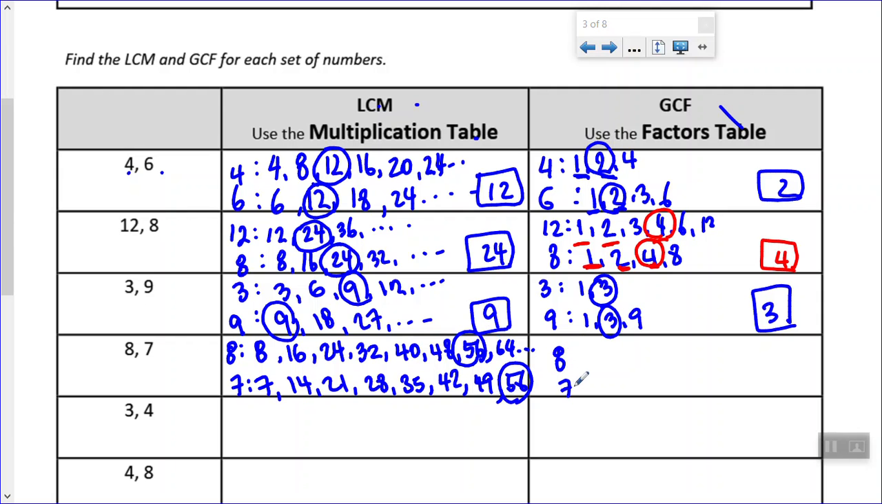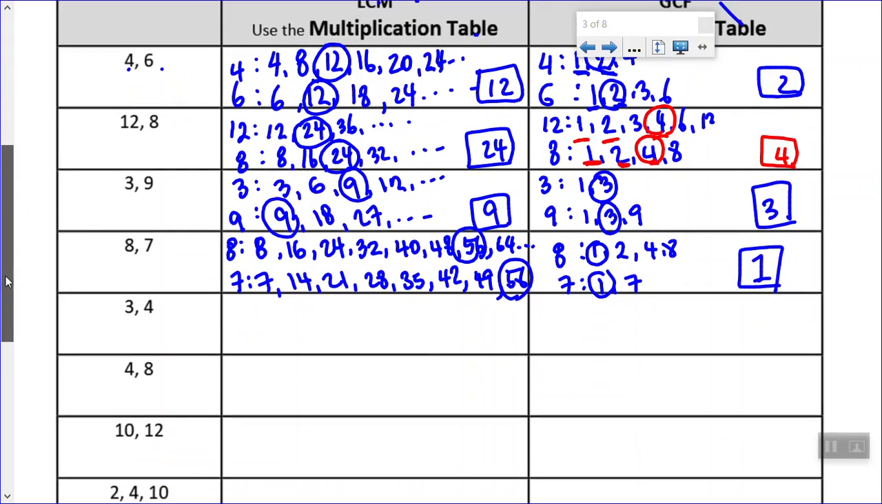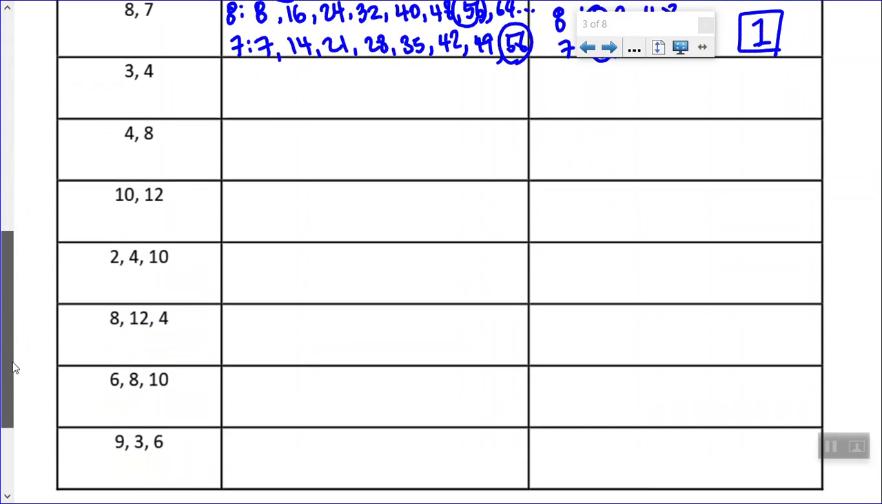And because 7 is a prime number, for 8, your factors are 1, 2, 4, 8. Factors of 7 are 1 and 7. 7 is a prime number. GCF is 1. So you can try the rest of the page and check your answers with me.